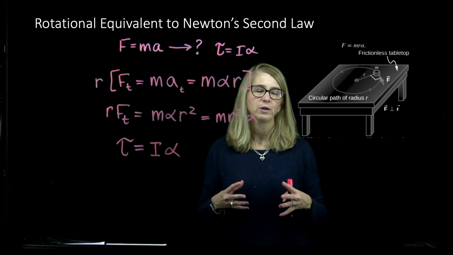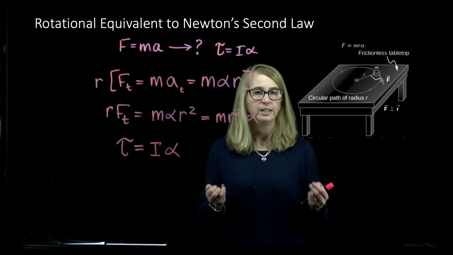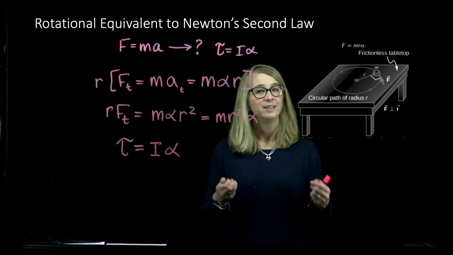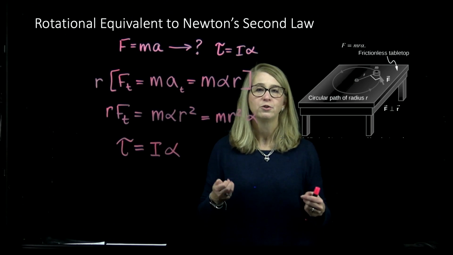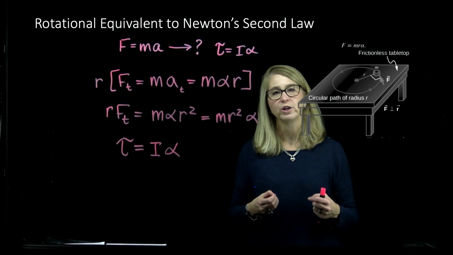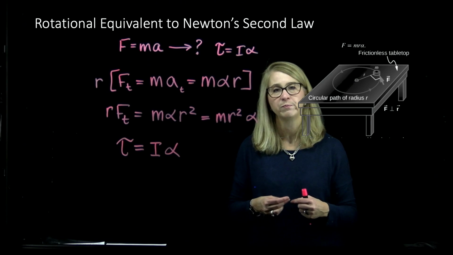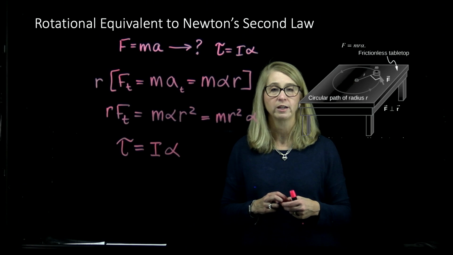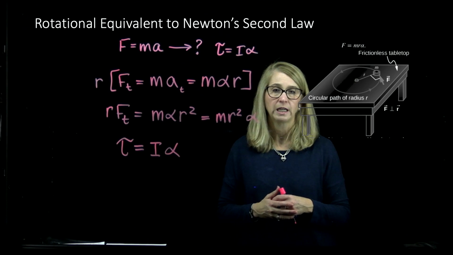And while we did use something very specific, it does turn out that in general, this relationship is true. So it is true that the rotational equivalent to F equals ma is torque equals I times alpha. So if we have an object that is rotating and experiencing an angular acceleration, it'll be caused by some sort of torque acting on the object, and it'll also be influenced by the moment of inertia of that object.